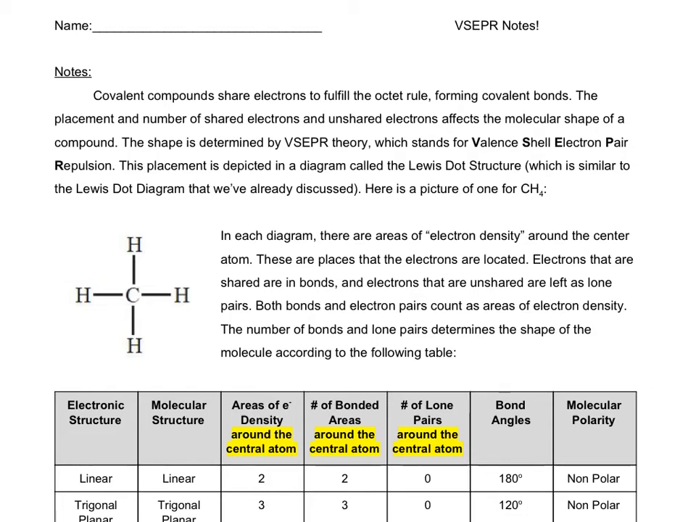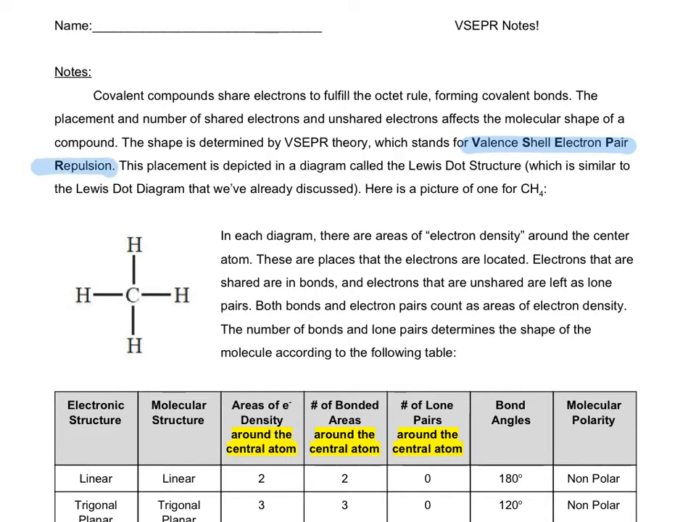Hey guys, today we're going to be looking at molecule shapes for covalent compounds. Covalent compounds share electrons to form bonds between their atoms and fulfill the octet rule. And the way that these electrons are shared determines the shape of the molecule. We call that the VSEPR theory, which stands for valence shell electron pair repulsion.